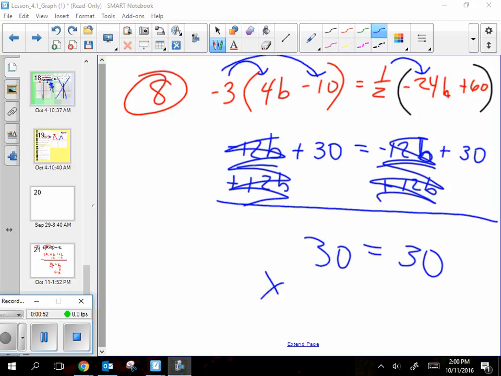All real numbers, very good. What if what had come out had been a false thing, like 5 equals 10? Then you'd say nothing works, exactly. This one is a true statement, so it's all things work.